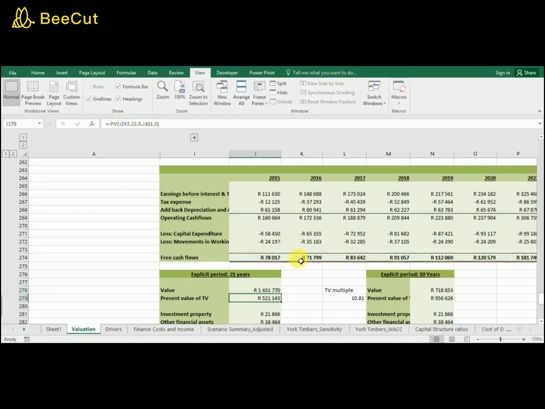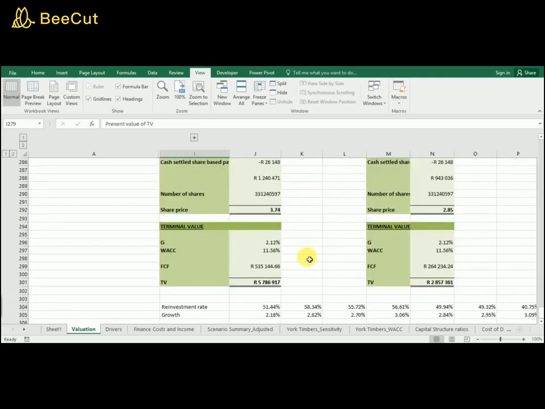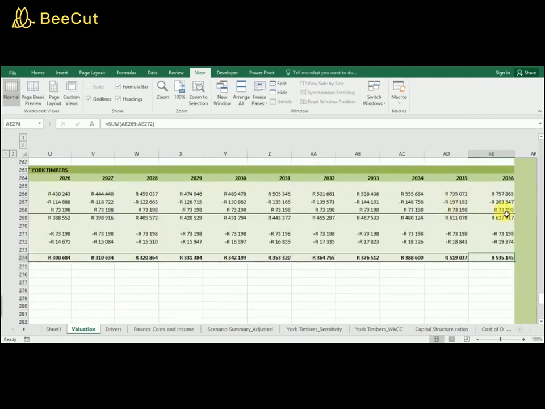What I also need to do is determine the value into perpetuity. And so for that, I need my terminal value. For the terminal value, I need to have my constant growth rate. For this, we use my sustainable growth rate of 2.12%, which was calculated at a later stage, or in a previous step. I then have to look at my free cash flow. In other words, what is my free cash flow in that final year? And we'll see that goes to my 2036 figure.